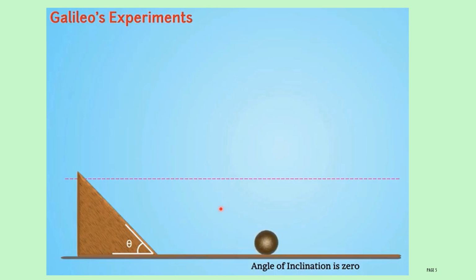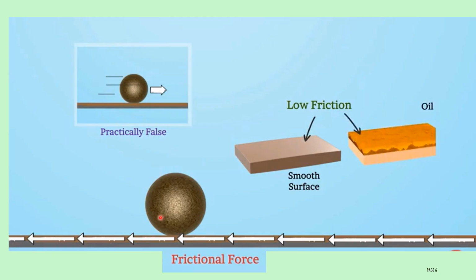If you remove the second inclined plane and move the ball downwards on the first inclined plane, you can observe that after reaching the ground the ball will start moving in a straight line. The angle of inclination here is 0. The ball will not move continuously. After some time it will stop because of the frictional force.